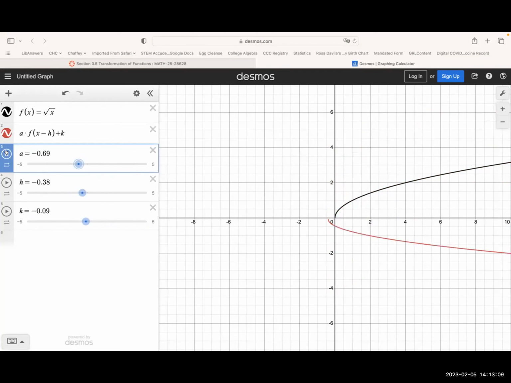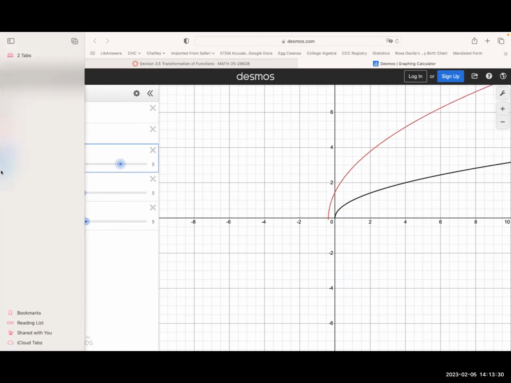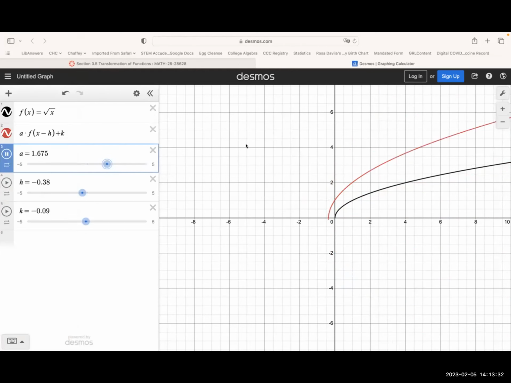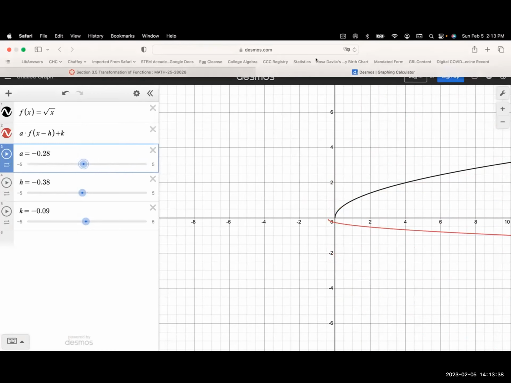Large positive numbers are still going to stretch the graph up. Numbers between 0 and 1 are still going to have that inside stretch. Negative numbers are still going to reflect about the x-axis. And that's it. It doesn't matter what function you have, it's still going to do the same thing for all of those values.